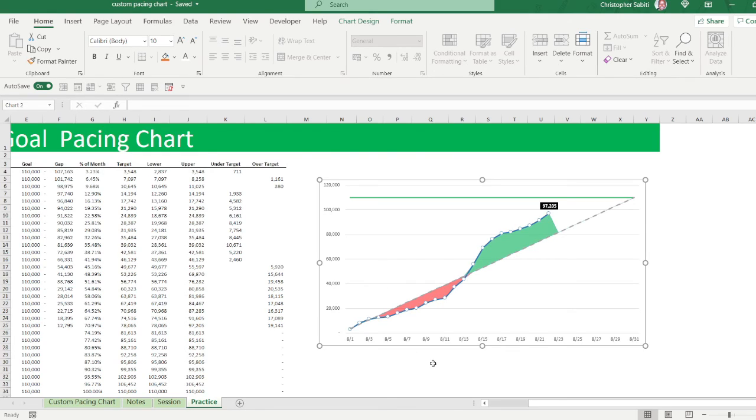But I'm happy to tell you that we finally come out with our pace chart, which clearly tells you that from around 2nd to around 15th, 16th, you are doing under target, then the other month you are doing over targets. Very nice.